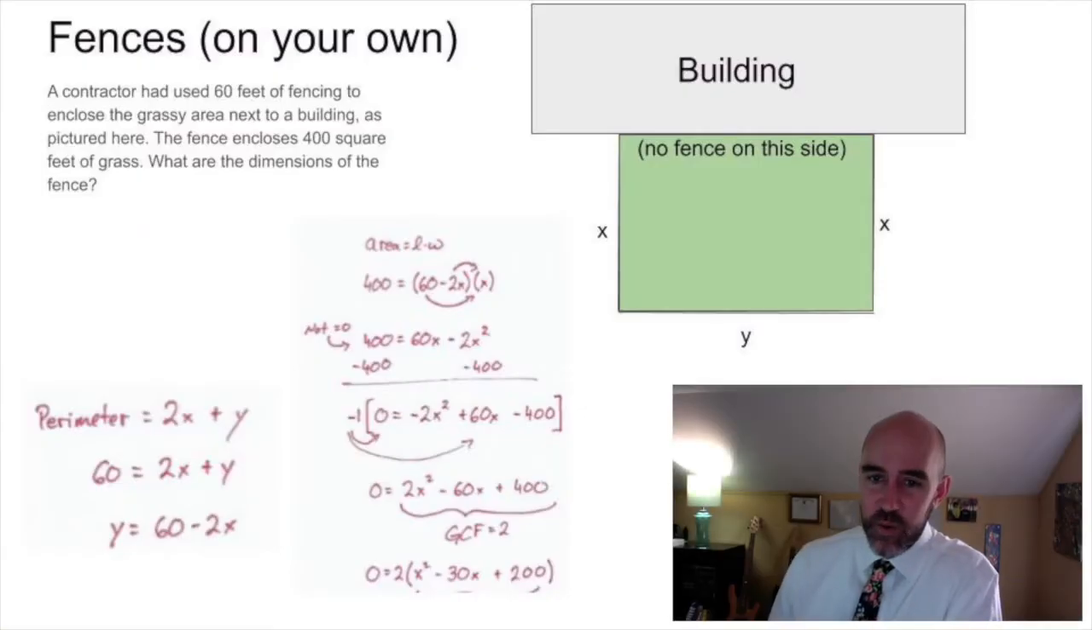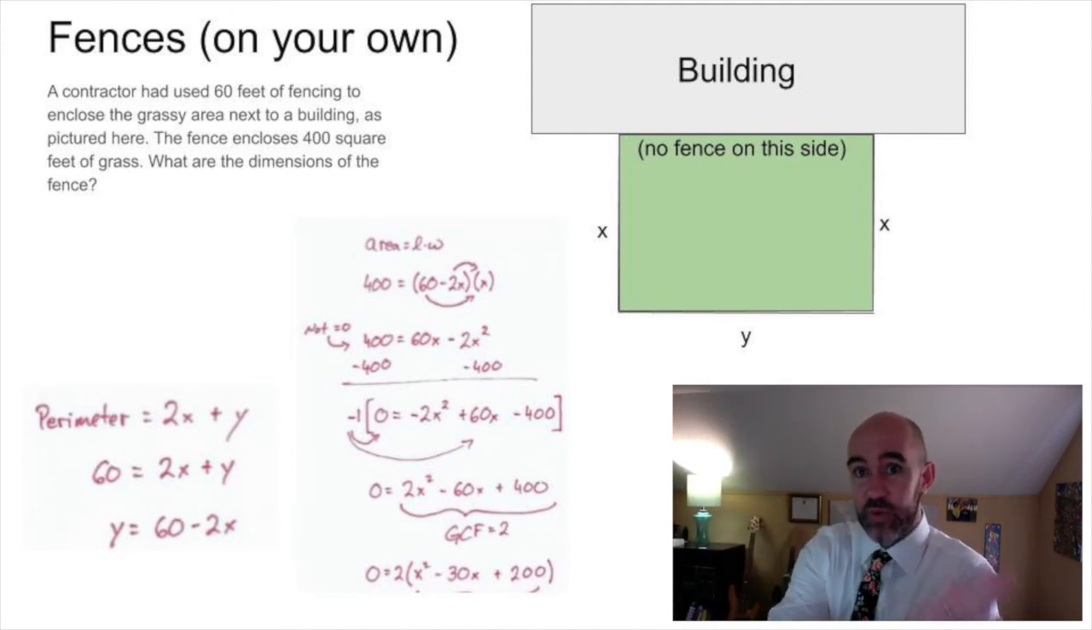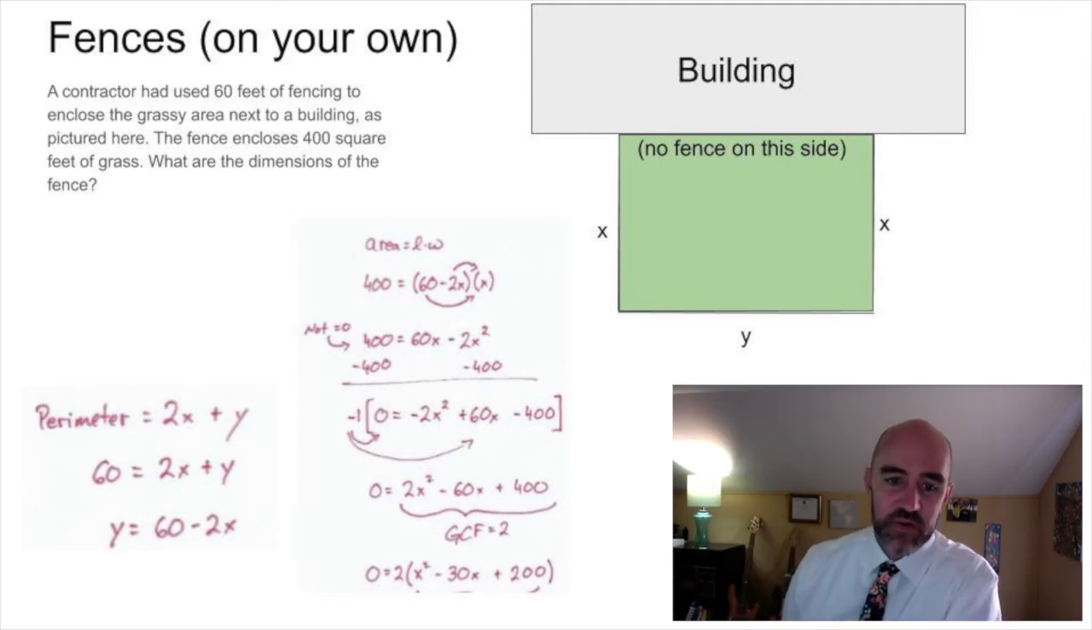Welcome back. Let's see how you did. So the first thing that we wanted to do here was we wanted to understand the problem. This is talking about a fence that has 3 sides, but it's going to enclose a rectangle. We know the area and we know the sum of those 3 sides. We can use that to write 2 equations. We can write this equation for the perimeter and we can write the equation for the area.